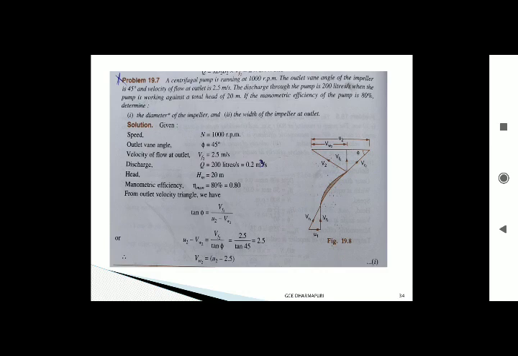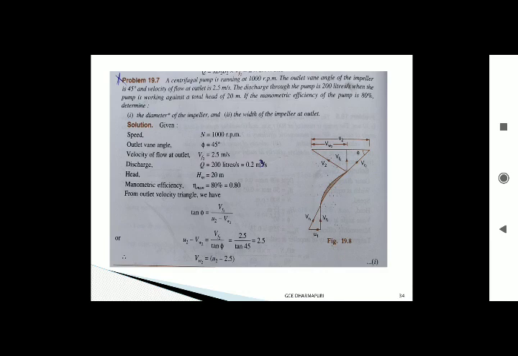A centrifugal pump is running at 1000 rpm. Outlet vane angle is 45 degree. So with respect to relative velocity, phi is given as 45 degree. Velocity of flow at outlet is 2.5 meter per second, so Vf2 is given as 2.5 meter per second. Discharge through the pump is 200 liters per second. I know 200 liters is nothing but 0.2 meter cube per second. I have to convert that. Then the pump is working against a total head of 20 meter, and the manometric efficiency of the pump is 80%. Determine the diameter of the impeller and the width of the impeller at outlet.